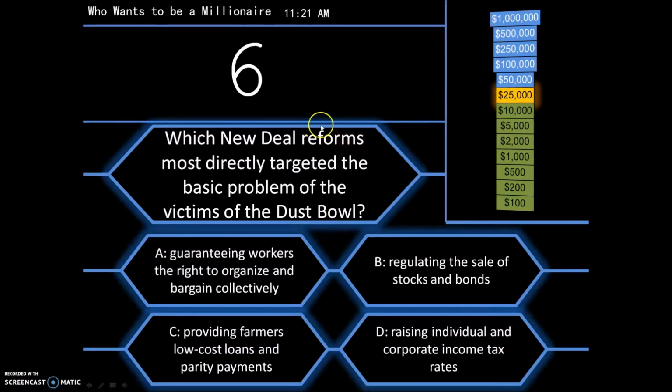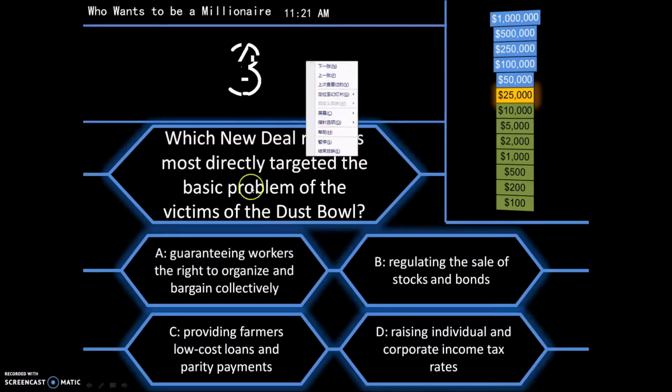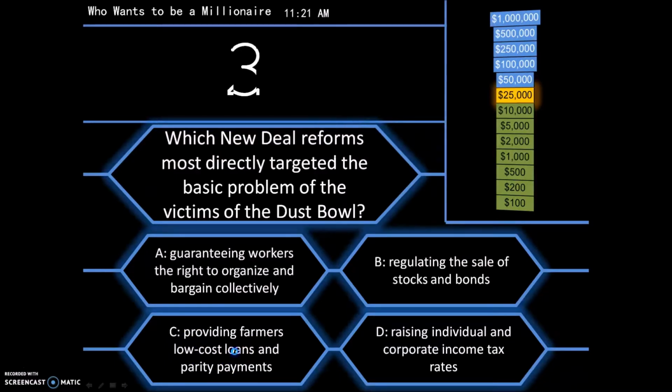So the New Deal reform, let's see, targeted the basic problem of the victims. The victims of the Dust Bowl, they're the farmers, and so we need to choose the answer that's related to the farmers, and that's C. You see that?